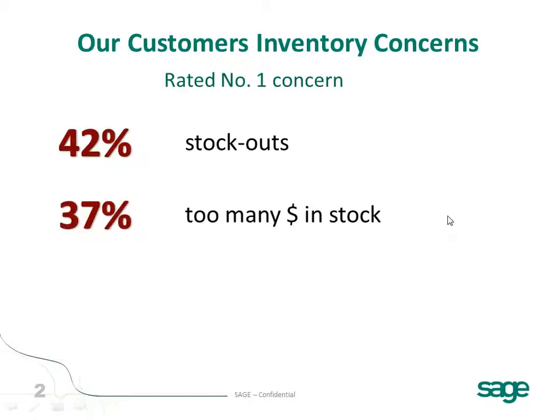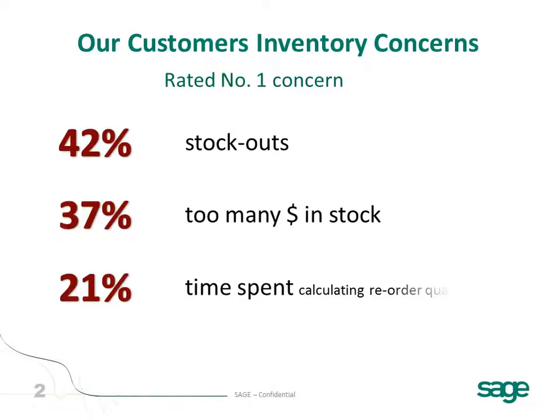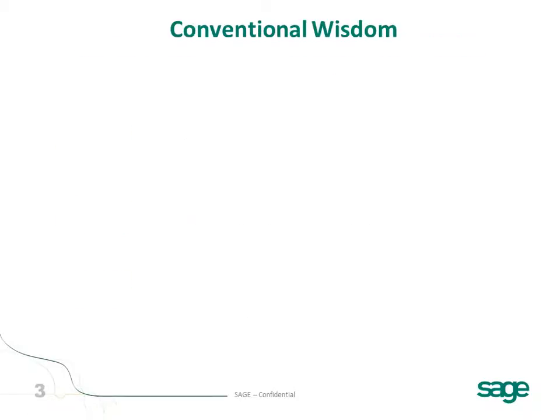37% said that they really struggle to find this balance between stock and customer fill rate and have way too much tied up in stock. 21% of them came back and said they spend way too much time recalculating ordering quantities. I think if you had to ask a lot of customers what their issues would be, they would probably respond to you that all three of the above are their core issues. And a lot of our customers did respond like that as well.